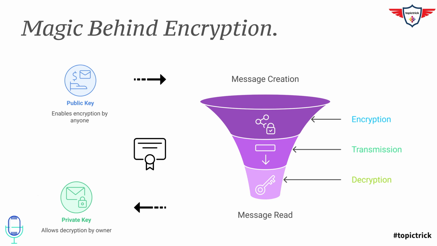So it's a two-way street. My browser uses the website's public key to encrypt the data I send, and the website uses its private key to unlock it on their end. Exactly. It's a brilliant system that ensures the confidentiality and integrity of your data as it travels across the internet. This is incredible. It's like a digital handshake that establishes trust and security.